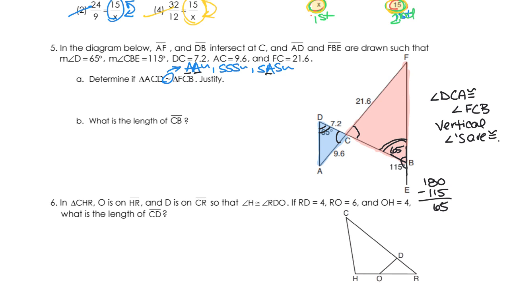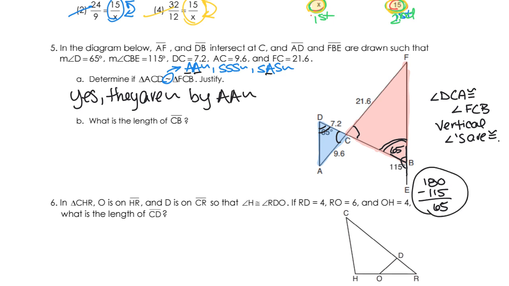So it says determine if the triangles are similar. And I'm going to say yes. They are similar by angle, angle similarity. And I have my work here to prove the one angle is 65 to match the other one, and I have my work here to prove my other pair of angles are congruent because they're vertical.